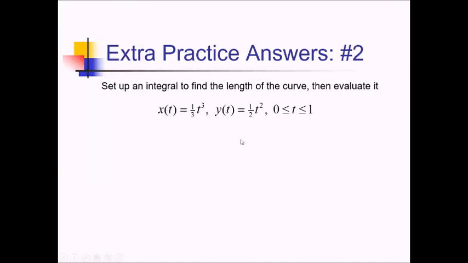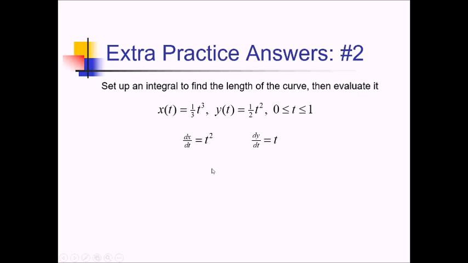On this problem, I'm trying to find the length of this parametrically defined curve over the interval from 0 to 1. So let me get my derivatives first, x prime and y prime. For x prime, using my power rule, 3 times a third is going to cancel. My exponent's going to be 1 less, so I just have t squared. And for y prime, dy over dt, this is going to be 2 times 1/2, which is just 1 times t to the first power.